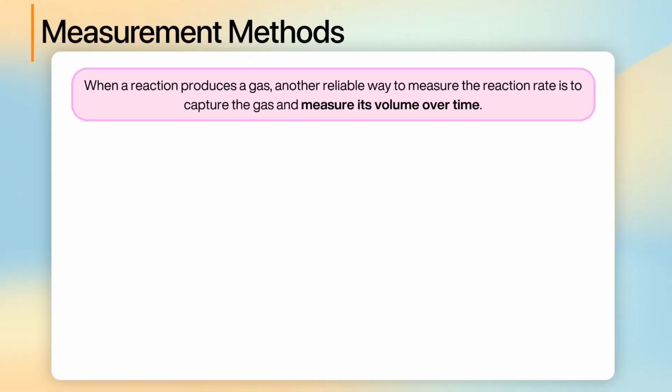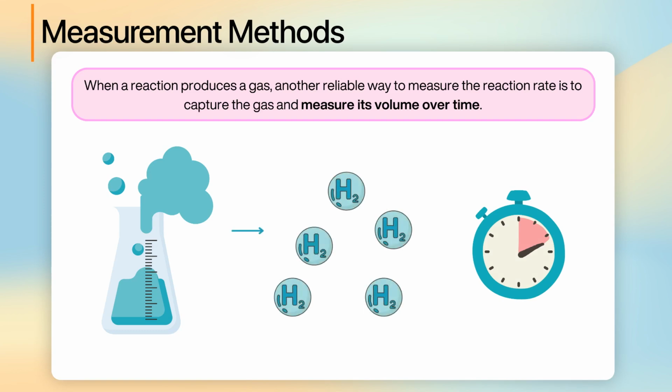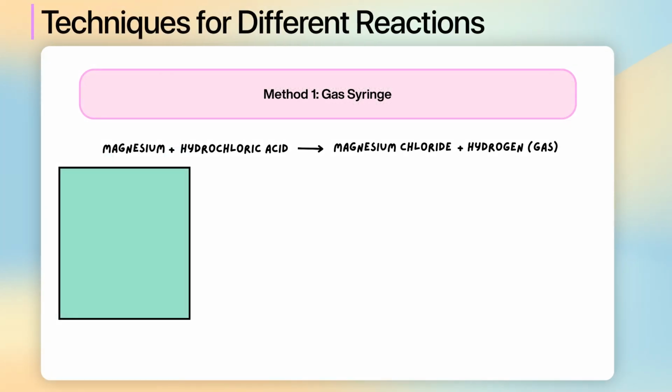When a reaction produces a gas, another reliable way to measure the reaction rate is to capture the gas and measure its volume over time. This method is often more accurate than mass measurements for reactions producing light gases. For example, consider the reaction between magnesium and hydrochloric acid, which produces magnesium chloride and hydrogen.